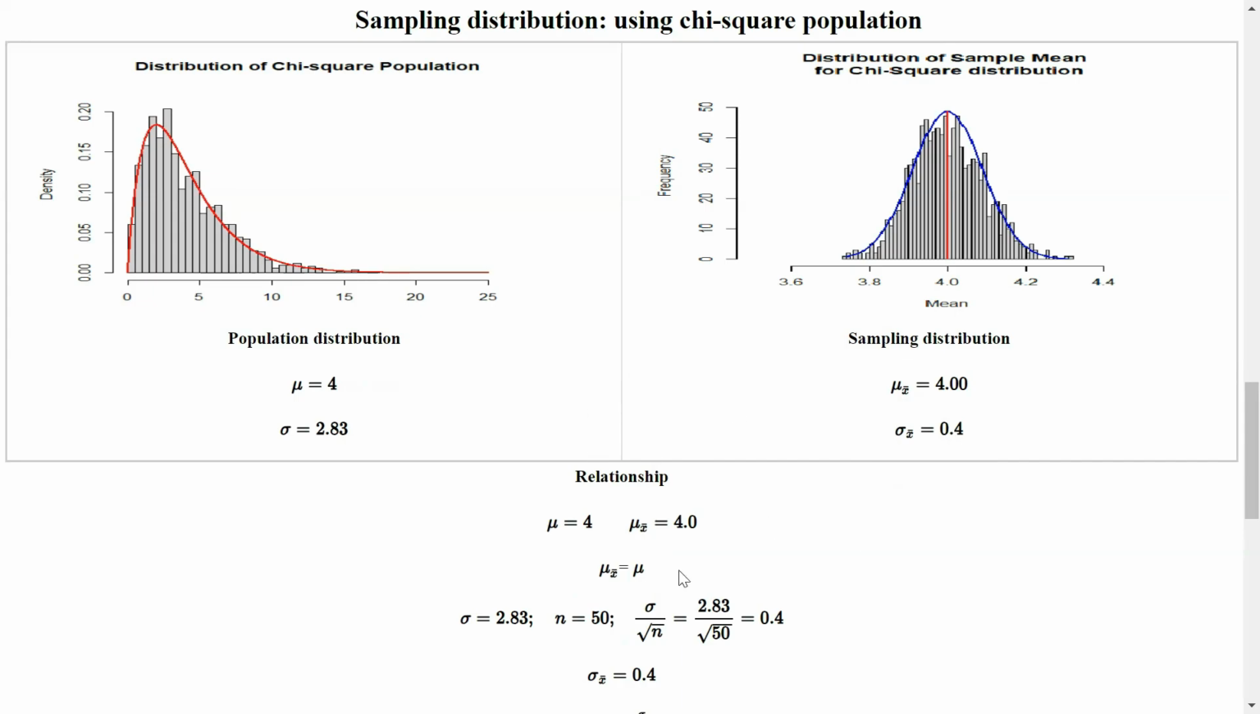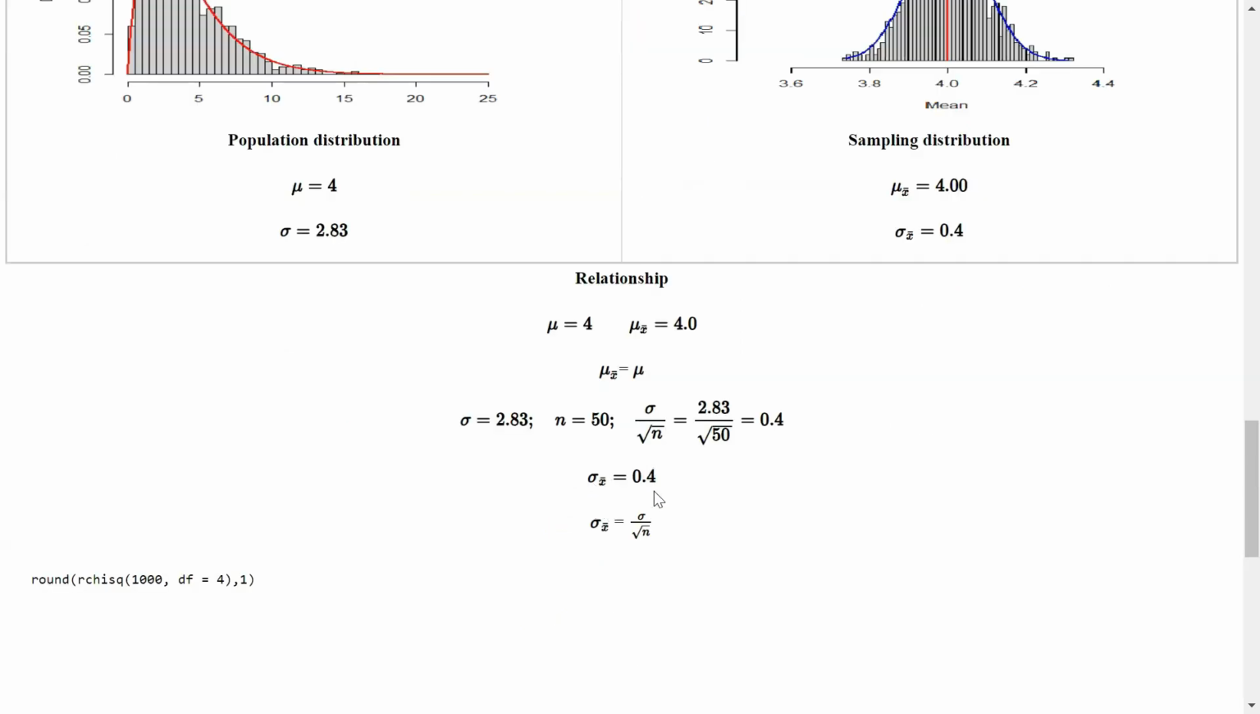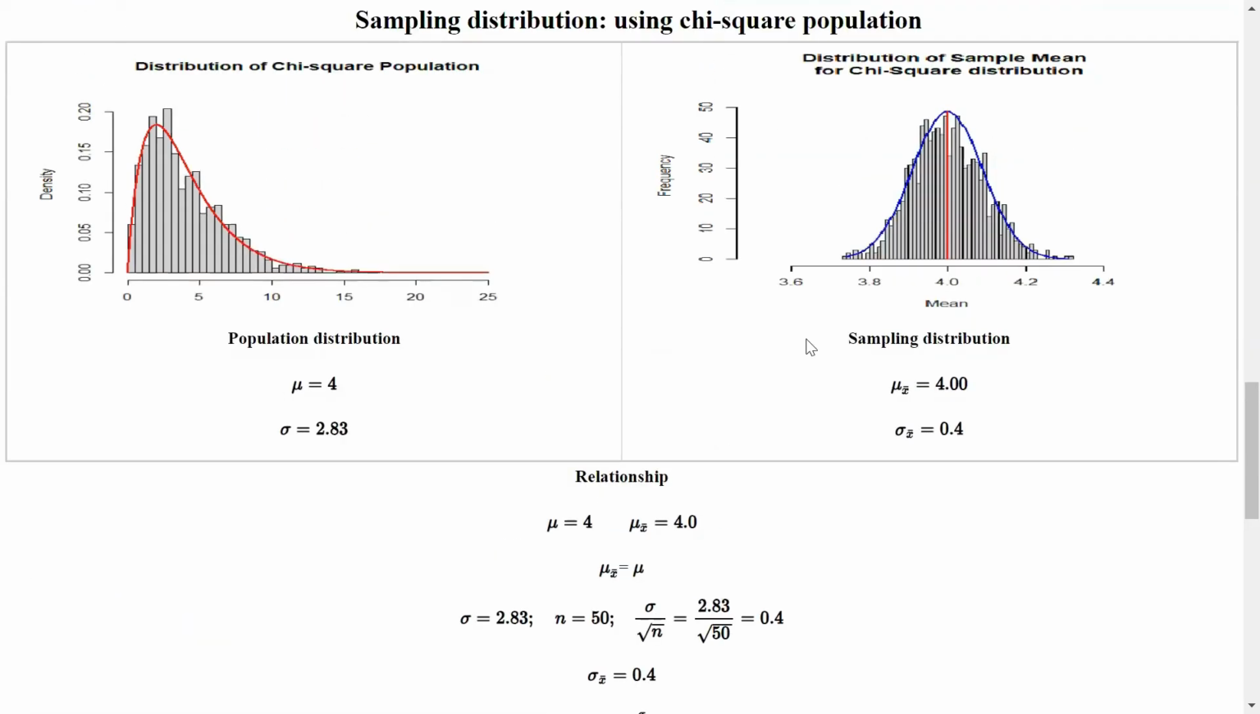Regarding the relationship, the mean of the sampling distribution is exactly equal to the population mean. Both are equal to 4. And the standard deviation of the sampling distribution is not equal to the population standard deviation. But the standard deviation of the sampling distribution is equal to the ratio of the population standard deviation divided by the square root of the sample size. Last but not the least, the sampling distribution is normal regardless of the skewed population.